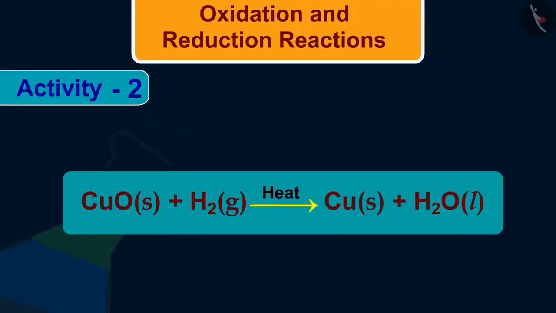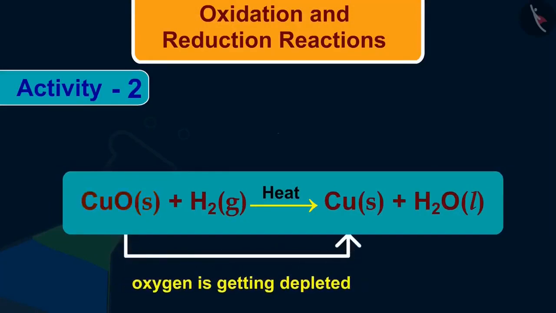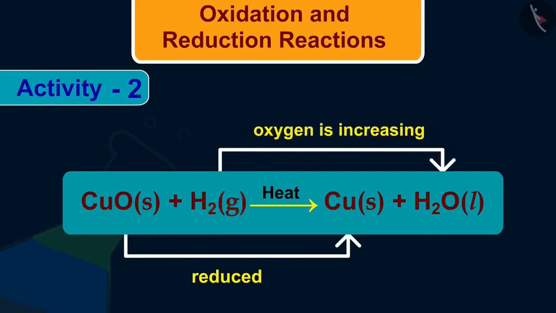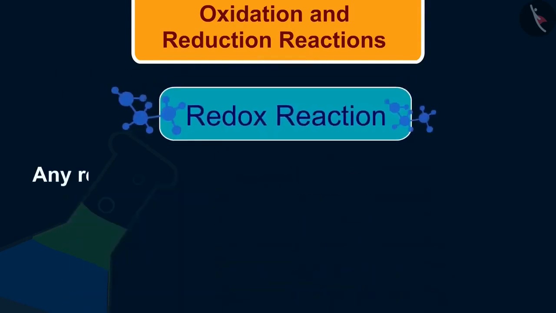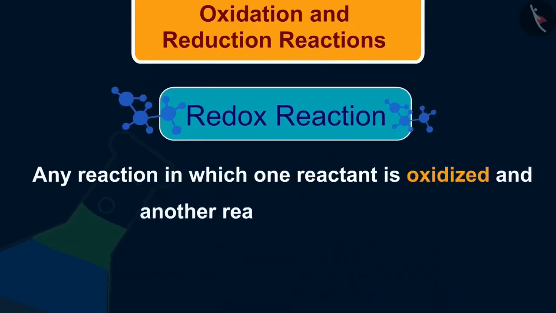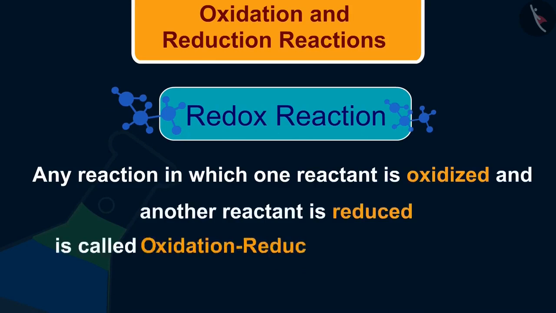If we look closely at this reaction, we will find that oxygen is getting depleted from copper oxide. Hence, it is reduced and oxygen is increasing in hydrogen. So, it is oxidized. Any reaction in which one reactant is oxidized and another reactant is reduced is called oxidation-reduction, or redox reaction.